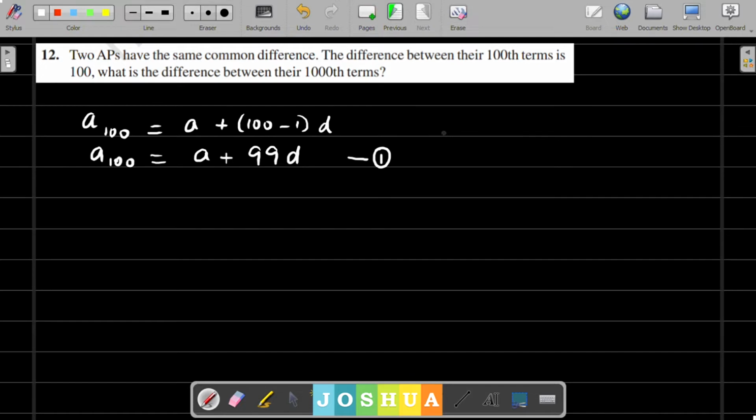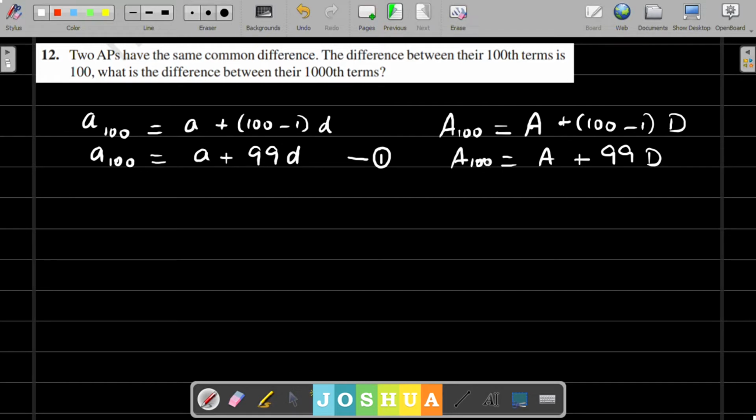Now for the second AP, I want to use a different term. So maybe I use a capital A here. So capital A100, this is for the second AP. That is equal to the first term of the second AP plus (100 minus 1) times D. I use a capital D here. So in this case, I have A100 equal to A plus 99D.